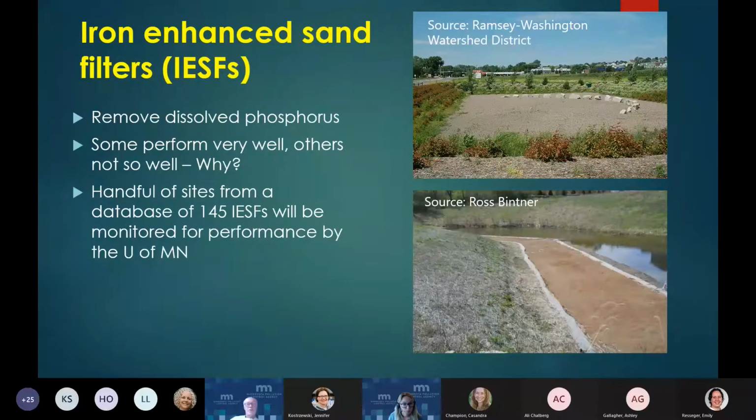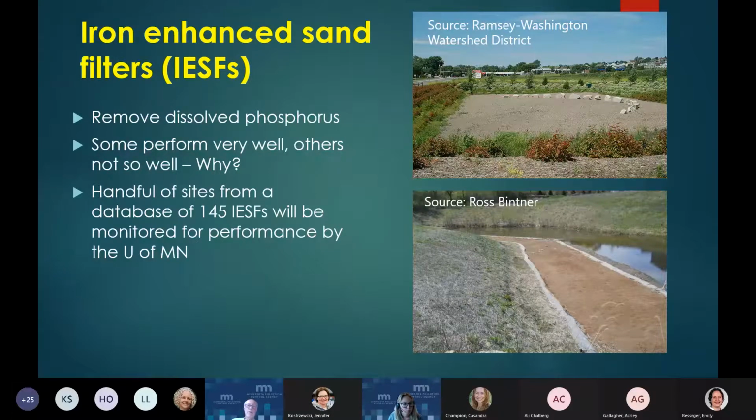Iron enhanced sand filters. So for years, decades actually, we've gone after phosphorus in stormwater, but we've largely been going after phosphorus attached to sediment. Things like stormwater ponds and traditional bioretention systems have done a pretty good job removing total phosphorus. They don't remove dissolved phosphorus, if at all, or they don't remove it very well.